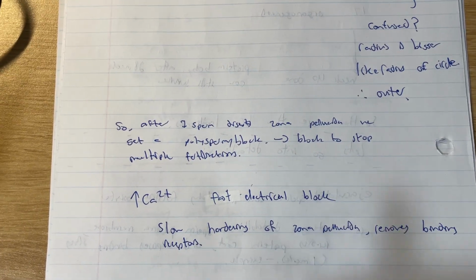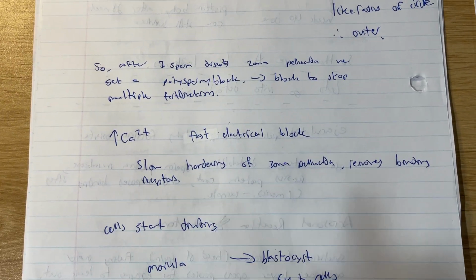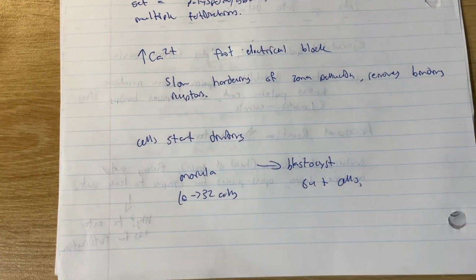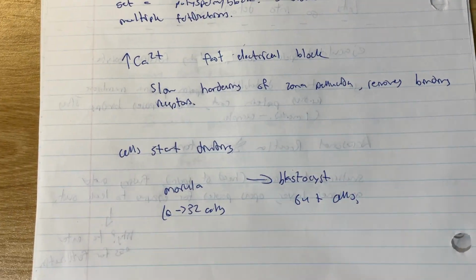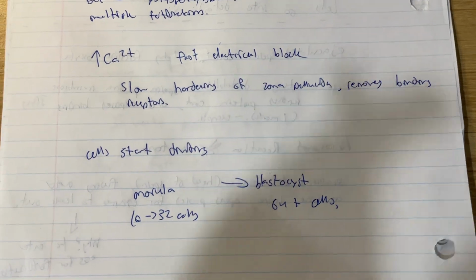But the slow block includes hardening of the zona pellucida, which removes the binding receptors. Now let's start talking about how this cell is going to start dividing. So the sperm and the egg have fused together. You're going to get this morula stage, which is going to be 10 to 32 cells. You're going to get a blastocyst, which is 64 plus cells. Yes, you need to know those numbers.